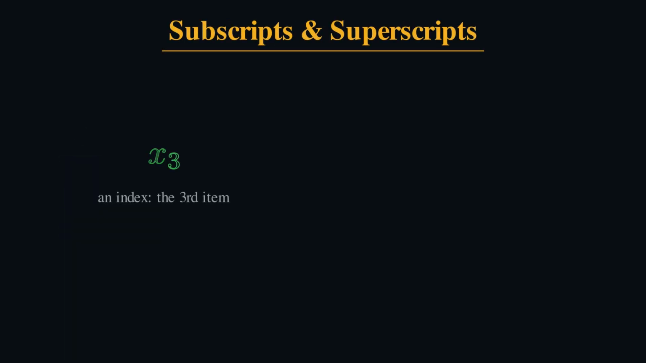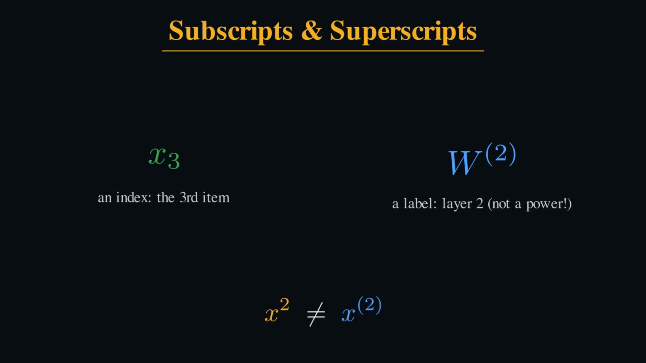Next, the little numbers stuck to a letter. A subscript like x sub 3 is just an index. It points to the third item in a list. Think of it as the address of one entry. A superscript can be trickier. Sometimes it is a power like x squared. But in machine learning, a superscript in brackets, like capital W with a 2 in brackets, is usually just a label. It means the weights of layer 2. It is naming, not exponentiation. Context tells you which. This often trips people up. x squared means multiply x by itself, but x with a bracketed 2 usually means the second version of x, a layer or a step. Same height on the page, completely different meaning.